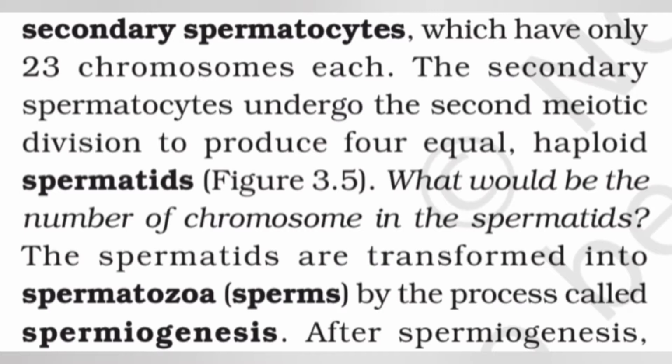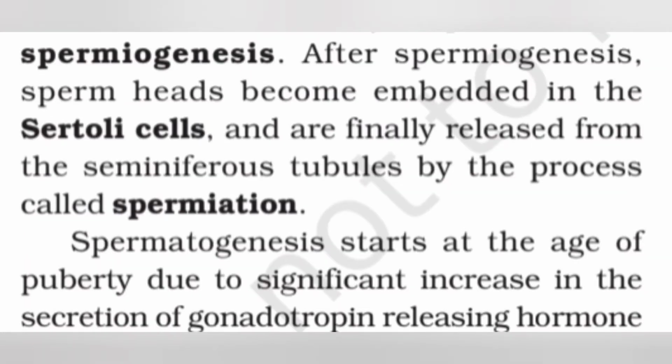You know that in meiosis we have two divisions, meiosis 1 and meiosis 2. So after meiosis 2, 4 equal haploid spermatids are formed. The spermatids are then transformed into spermatozoa, that are sperms, by the process called spermiogenesis. So what happened exactly is spermatogonia converted into primary spermatocyte, into secondary spermatocyte, into spermatid, and finally into sperms. After spermiogenesis, the sperm head becomes embedded in the Sertoli cells. You know that Sertoli cells are meant for nutrition. The sperms are finally released from the seminiferous tubules by the process of spermiation.